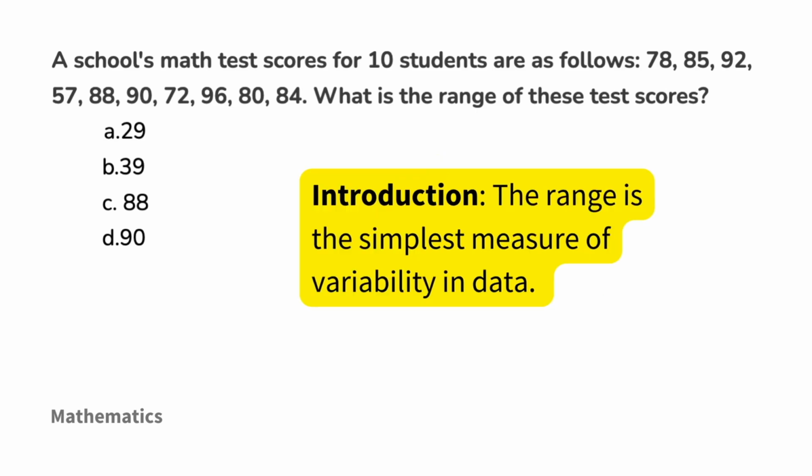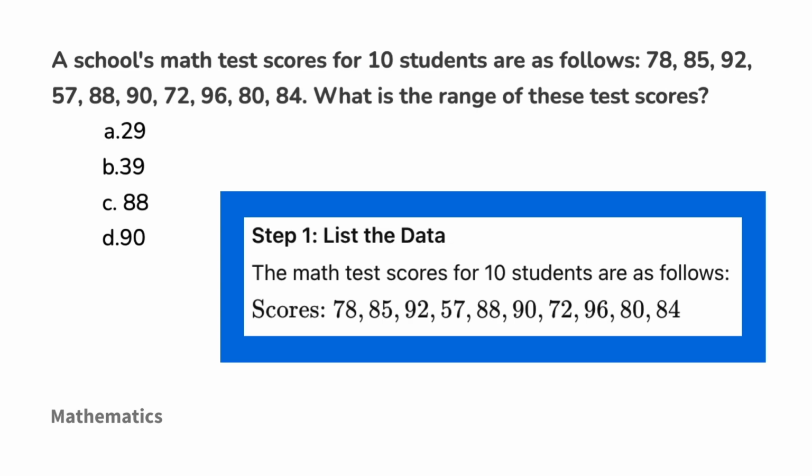The range is the simplest measure of variability in data, and it is calculated as the difference between the maximum and the minimum values in the data set. Now, in solving for this, the first thing you'll want to do on test day is to list the data. The math test scores for 10 students are as follows: 78, 85, 92, 57, 88, 90, 72, 96, 80, and 84.